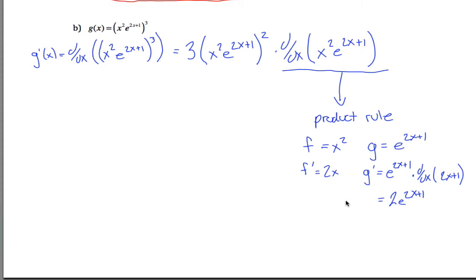So now that I know that, I can say my product rule tells me that the derivative of this thing, f prime g plus g prime f, is equal to 2x, f prime, times e to the 2x plus 1, g, plus g prime, which is 2e to the 2x plus 1, times f, x squared. So what I have for my final answer is this times this derivative, but this derivative I just figured out down here.